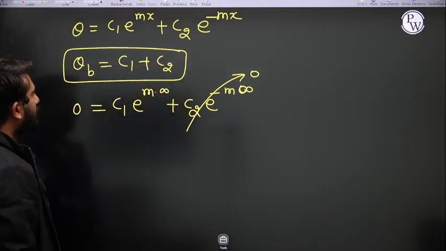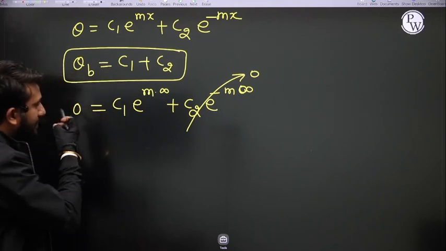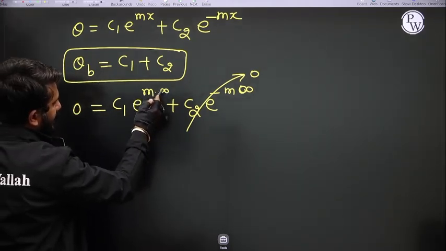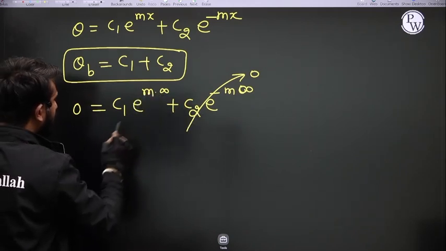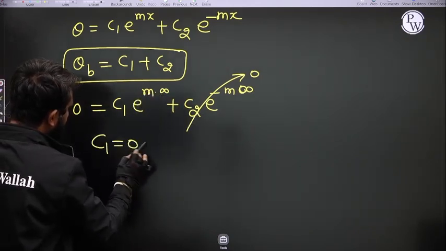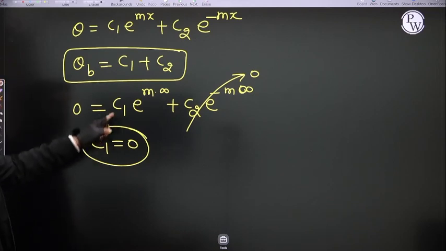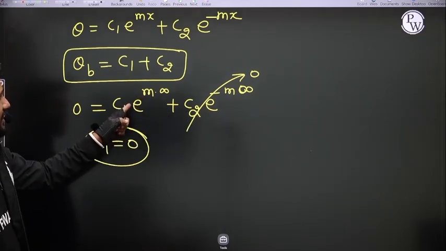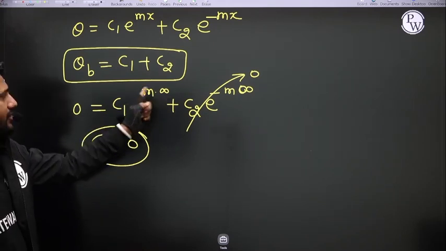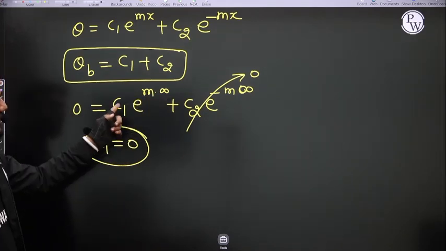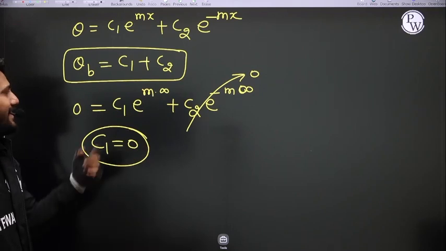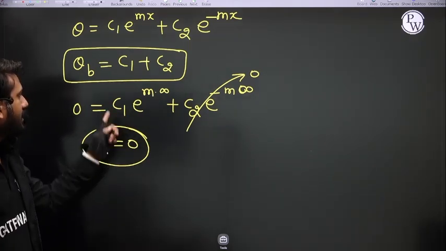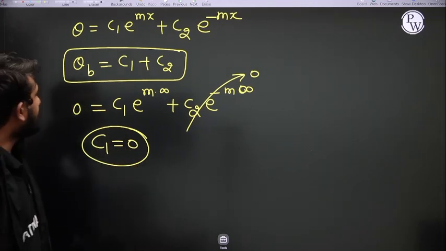So ultimately what you are getting is C1 into e to the power infinity is equal to 0. And we know that e to the power infinity is not equal to 0. So ultimately C1 is equal to 0. If the second term vanishes, we have C1 into e to the power m into infinity, which is infinity, but e to the power infinity is not 0, so C1 is equal to 0.